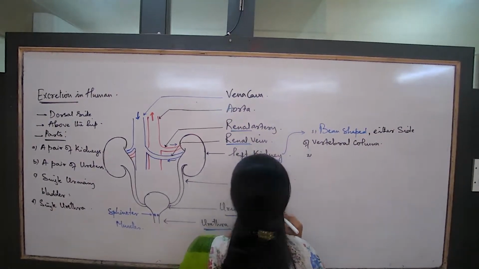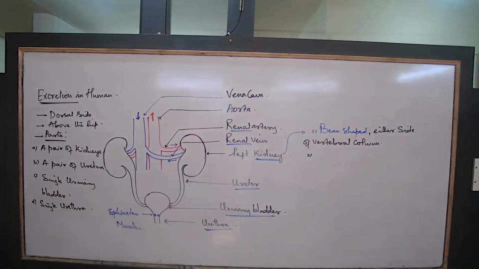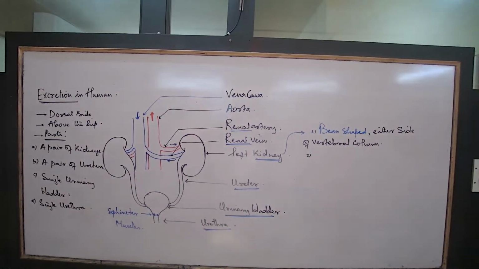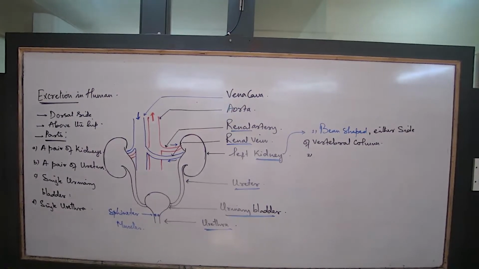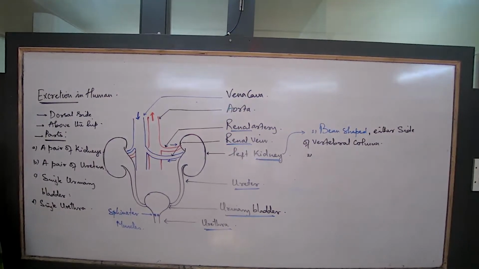When we talk about the kidney, if you look at a section of the kidney, it has two specific regions. The outer region of the kidney is known as the cortex.